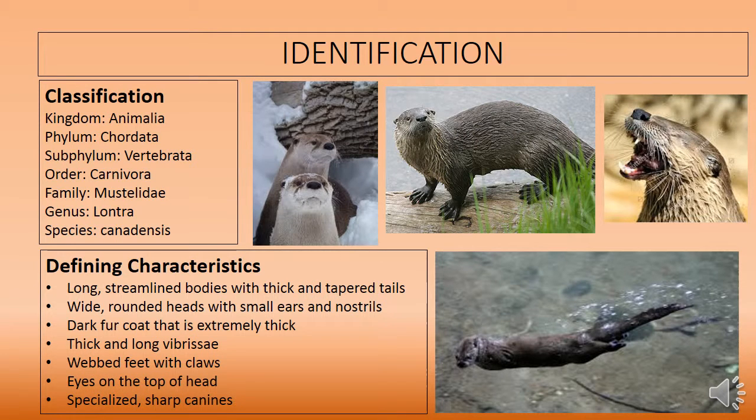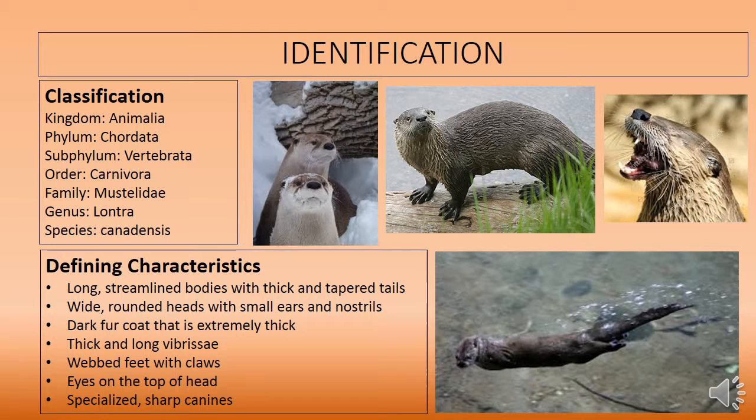So first we're going to talk about the identification of North American river otters. I have a little classification outline of the kingdom, phylum, subphylum, order, family, genus, species. They're in the kingdom Animalia, phylum Chordata, subphylum Vertebrata, order Carnivora, so they're carnivores, they eat only meat. They're in the family Mustelidae, and as I mentioned in the first slide, their genus and species is Lontra canadensis.